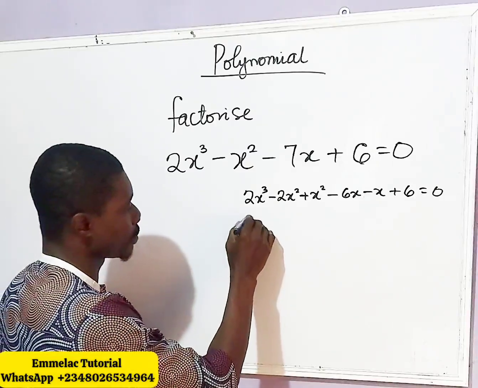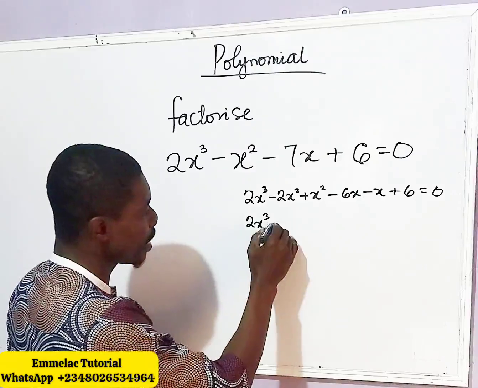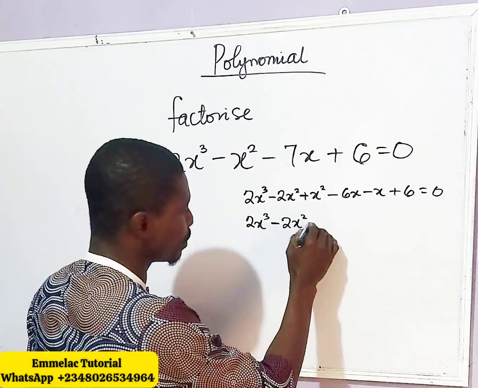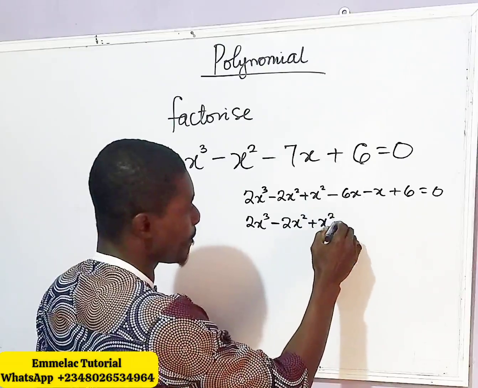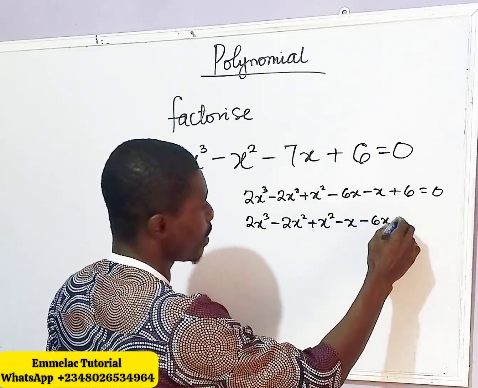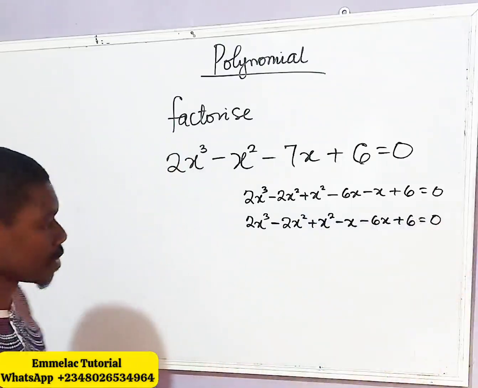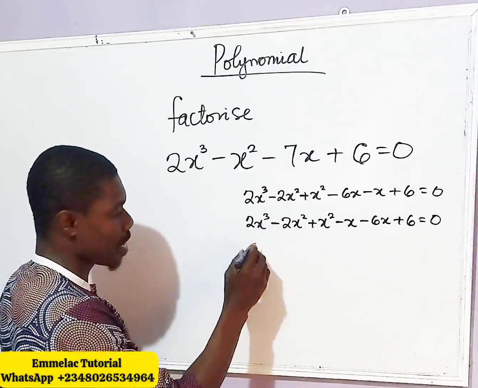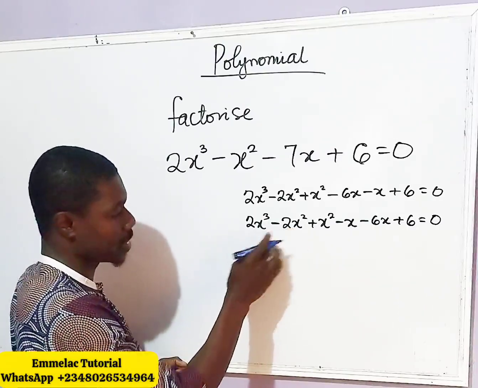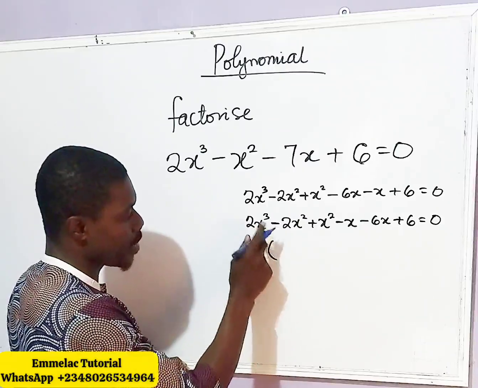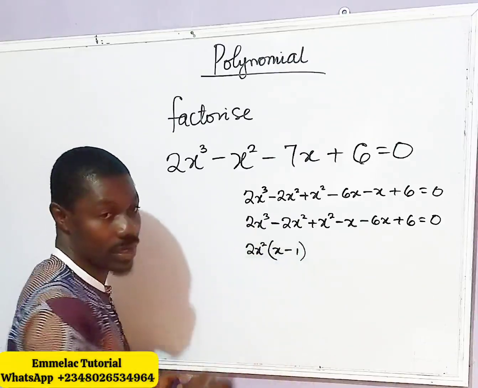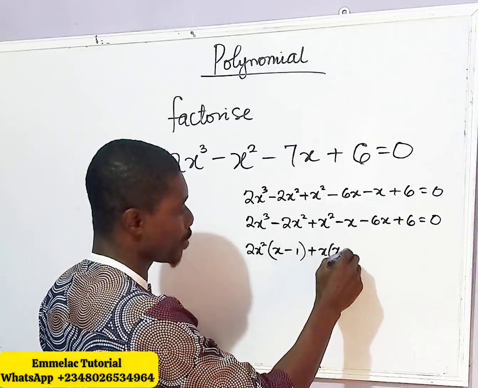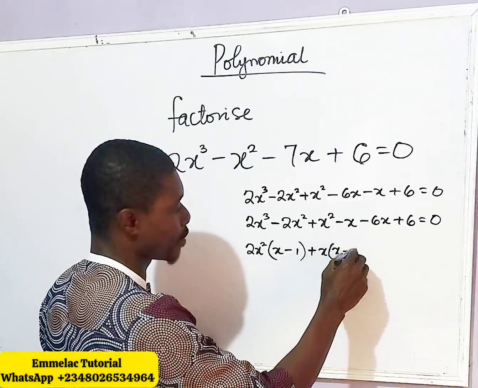So we have here 2x raised to 3, then minus 2x raised to 2, we'll collect terms, then plus x squared minus x minus 6x plus 6 equals 0. So here, let's factor out 2x squared from these two. We have 2x squared, then we're left with x here, then minus 1. Now let us factor out x here, then plus x into x minus 1.